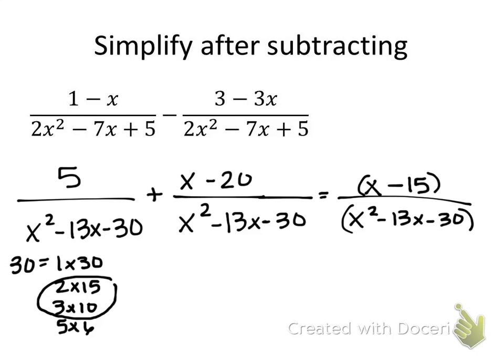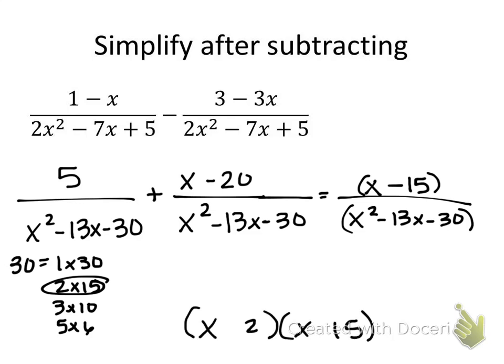So how do you know which factors to choose, Morgan? Exactly, right here. This is a -30, so that means which ones subtract to give me 13. So which ones do I know I choose? 2 and 15. So I write x and 2, x and 15. Now what number gets what sign? 15 gets a negative, 2 gets a positive because it's a -13, so that sign goes to the biggest number.